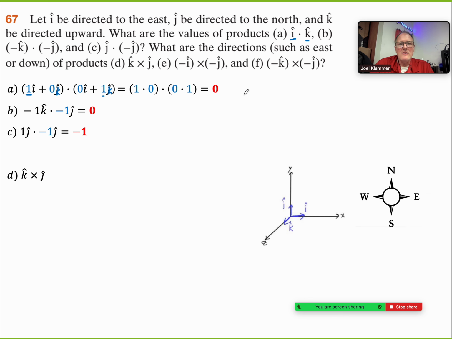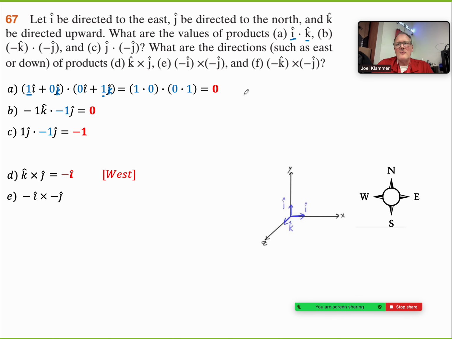So k cross j, we've got to go out of the page first, and then bend our fingers in the direction of j. And if we can easily do that, our thumb points in the direction of the cross product, which in this case is going to be negative i. Now, warning, I'm doing my left hand because I'm on Zoom, but hopefully that'll make sense. Double check it again using those down here, for which in this case would be west.